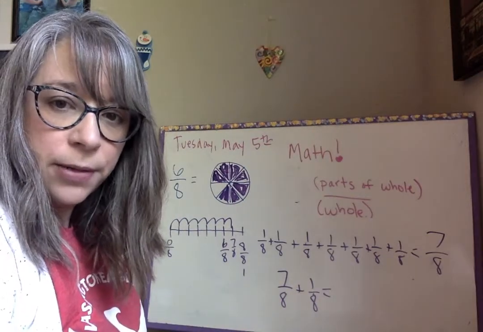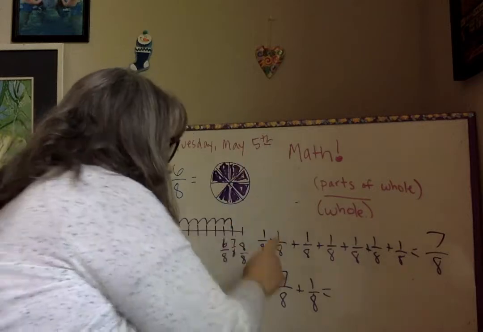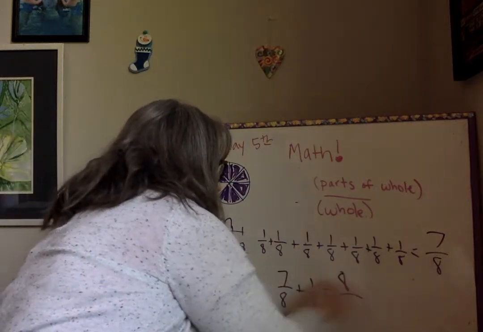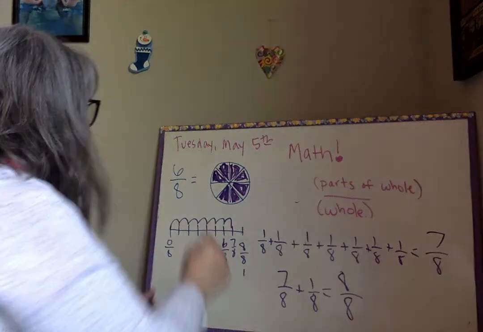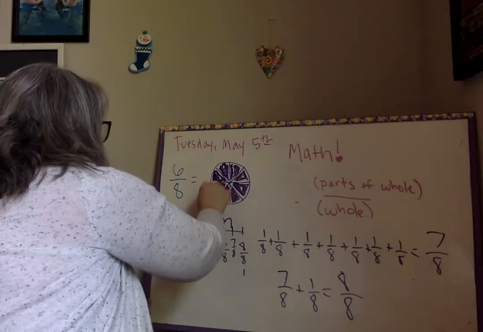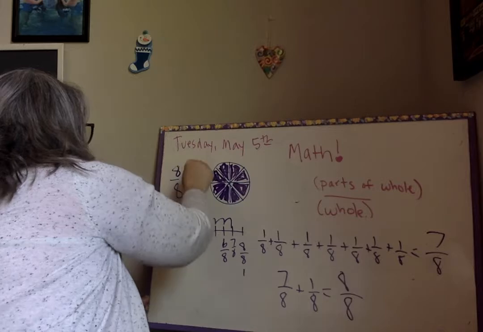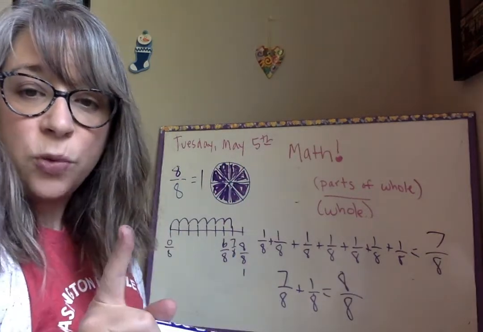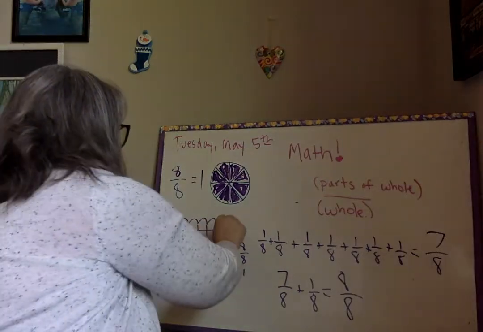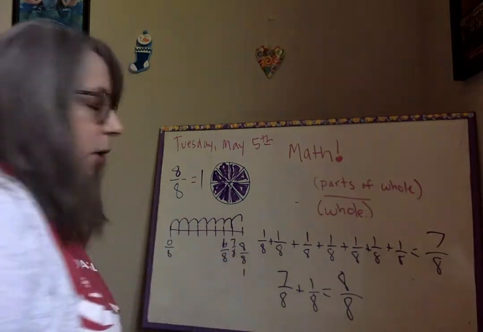Well, what are we going to do? What's going to be your answer? You're right. What's 7 plus 1? 8. And our denominator is going to be 8. 8 eighths. 8 eighths is, oh, our whole thing is all shaded in. 8 eighths is 1 whole. So here we go. 8 eighths or 1 whole.